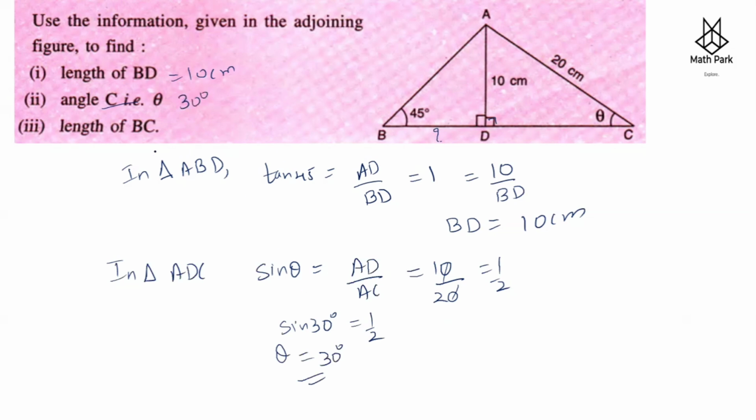Now we have to find the length of BC. For finding BC, we know BD, and now we should know DC. Now for finding DC, again, which value can you use?